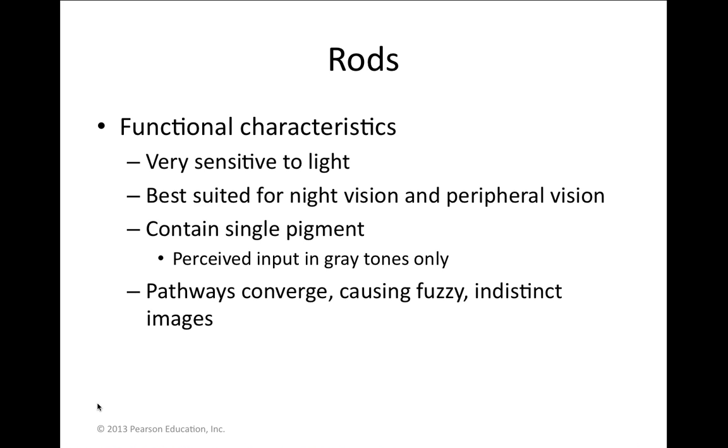They contain a single pigment, so they don't perceive colors. It's only perceived in gray tones. So at night, that's why you don't see any good colors, because you don't have enough light to activate those cones, and therefore you get gray tones. You're essentially seeing in black and white. The pathways converge. They cause fuzzy, indistinct images. So something that you're not focusing on in your periphery is going to be fuzzy and indistinct.